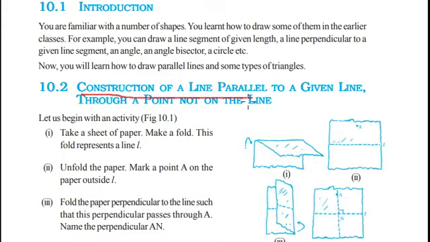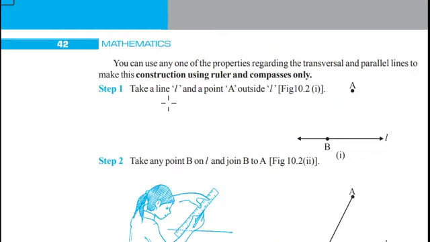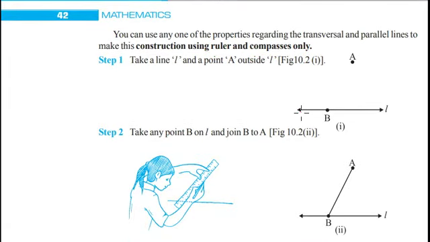Construction of a line parallel to a given line. We need to construct a line which is parallel to a given line. This is a given line. We need to construct a parallel line at a given point. Like I said earlier, we need to construct a parallel line at a point using only a ruler or a scale and compass only. Here we can see a line segment L is given. We need to draw a parallel line at point A.